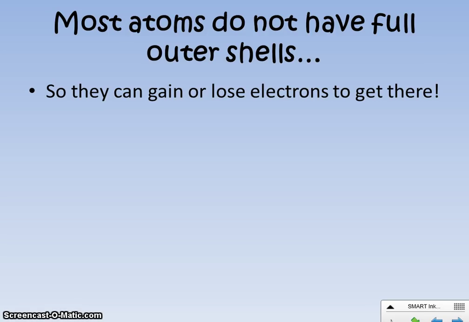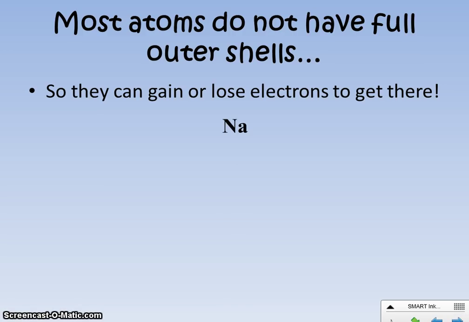But the rest of the 118 elements don't have a natural full outer shell, so they have to work for it. What they do is they can actually gain or lose electrons to get that stable configuration of a full outer shell. So let's look at an example.